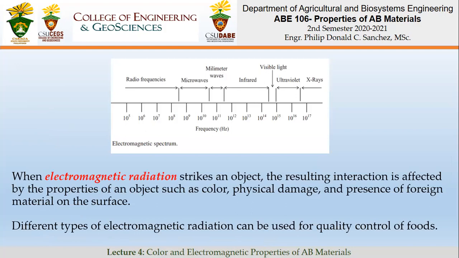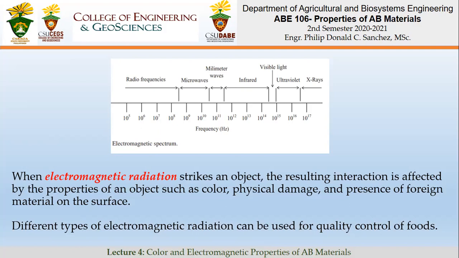As you can see on the picture, there is an electromagnetic spectrum as differentiated in terms of its frequencies. So you can see that when electromagnetic radiation strikes an object, the resulting interaction is affected by the properties of the object such as color, physical damage, presence of foreign material, and other quality factors like defects, deformations of the product, and any obvious changes on the surface or on the physical appearance of the product.